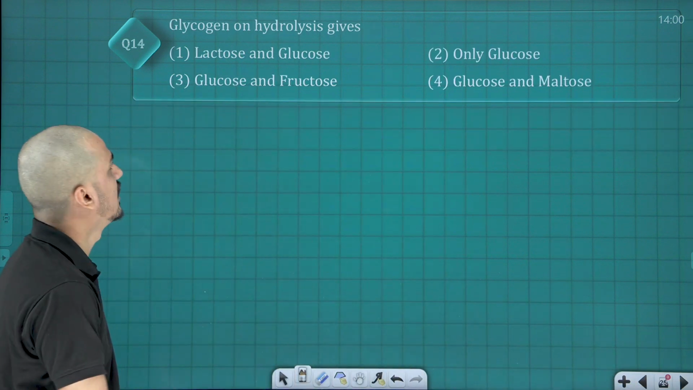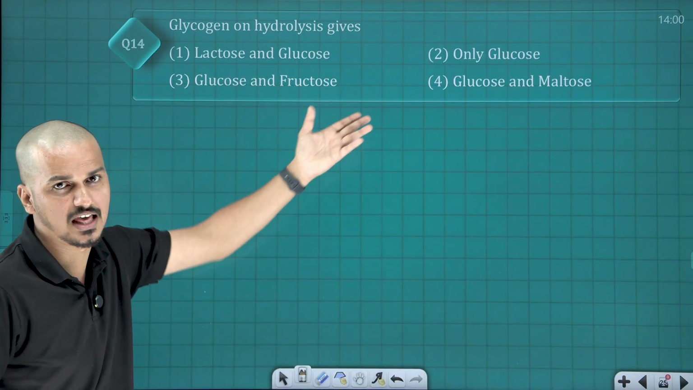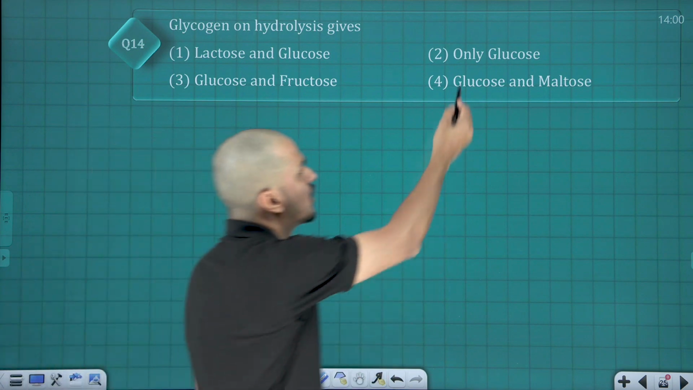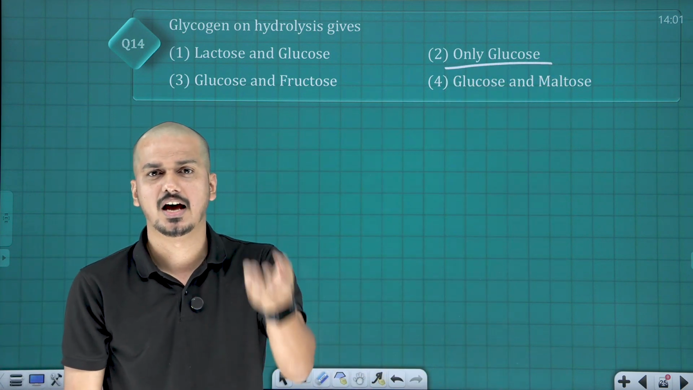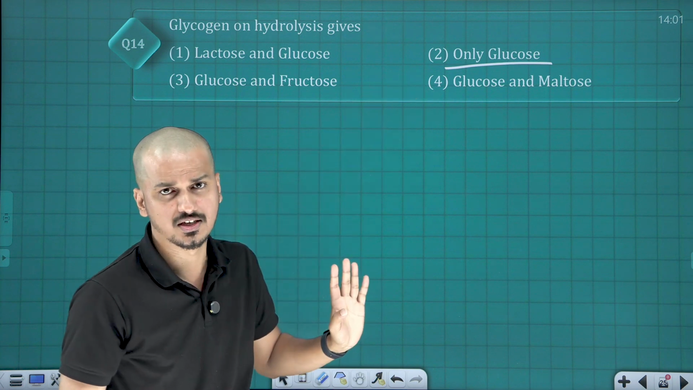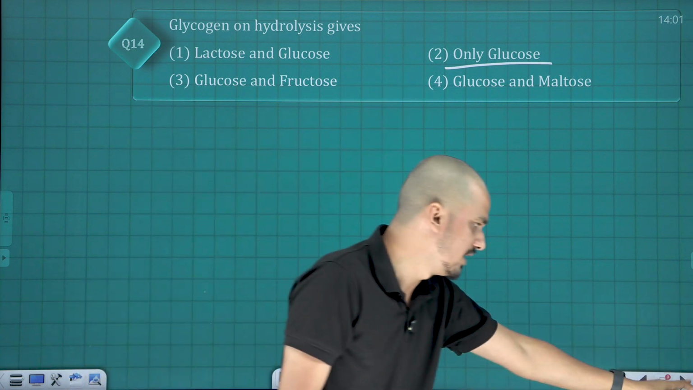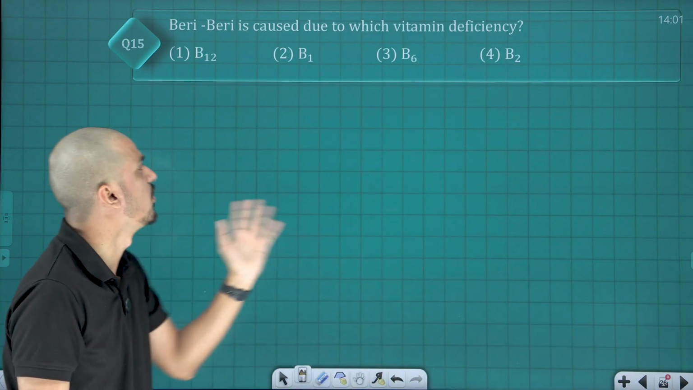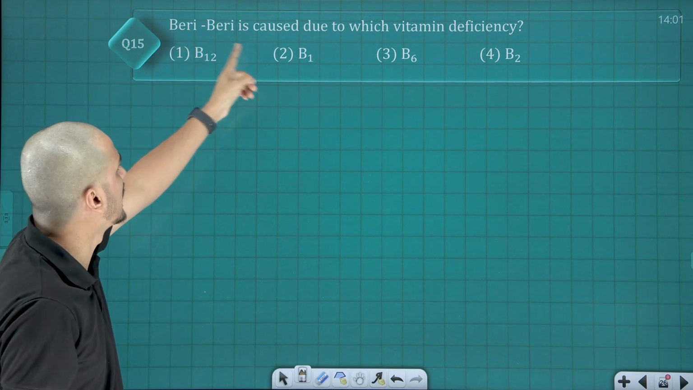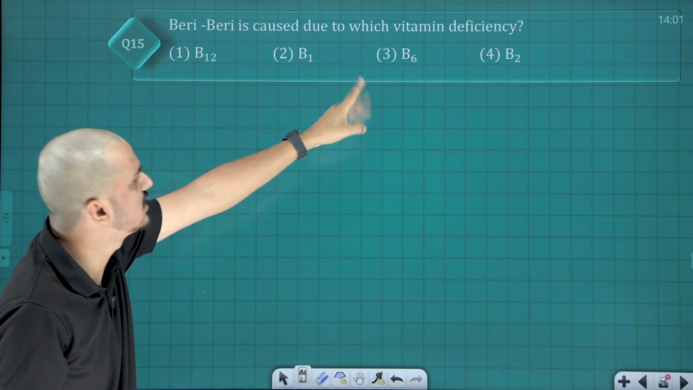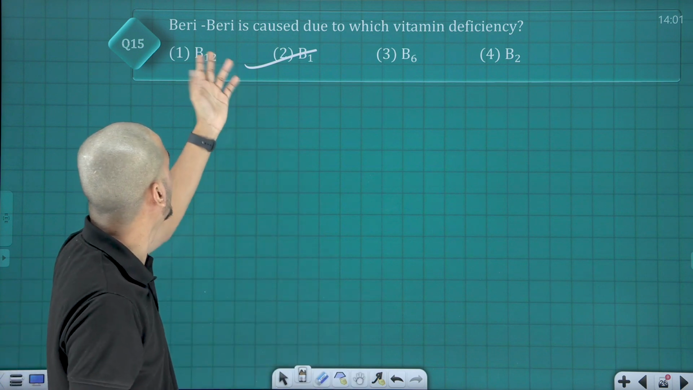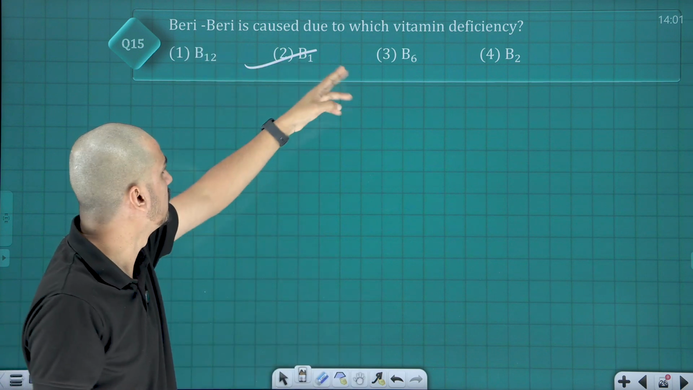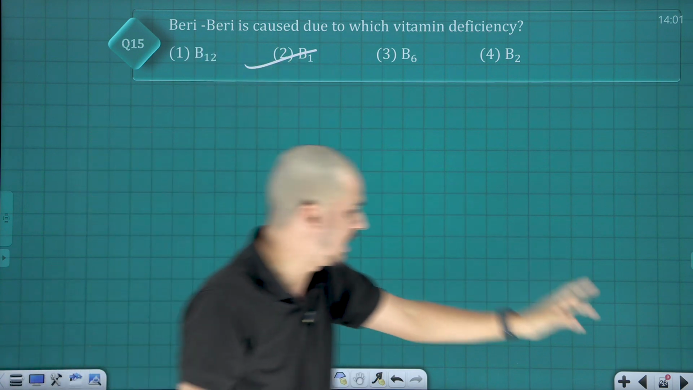Okay, next question. Glycogen on hydrolysis gives? Glycogen is the polymer of what? Glucose only. Glycogen, starch and cellulose are all made up of glucose only. Okay, we can answer it. Biomolecule question. What about the next one? Beriberi is caused due to which vitamin deficiency? No doubt, B1. Vitamin B1 is deficient means which one will be happening?